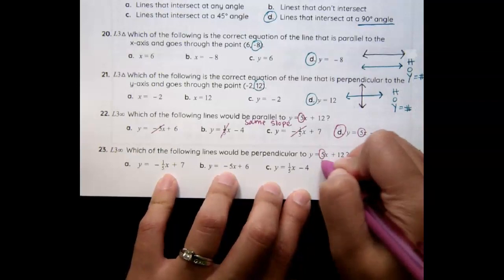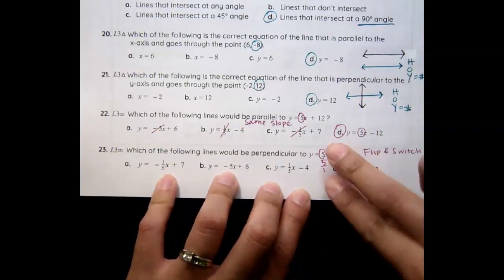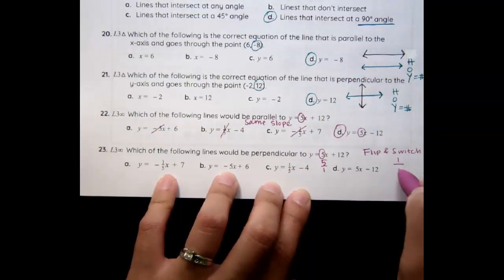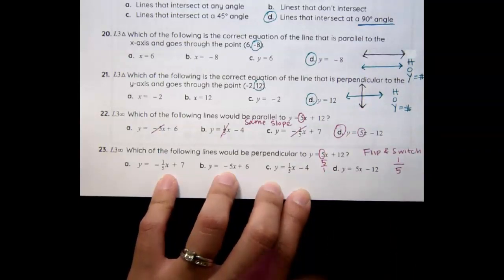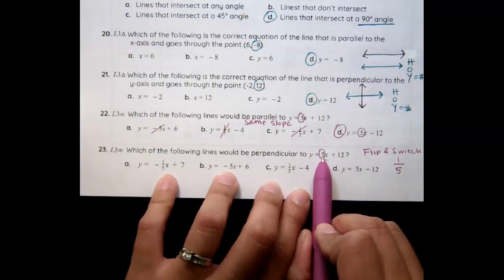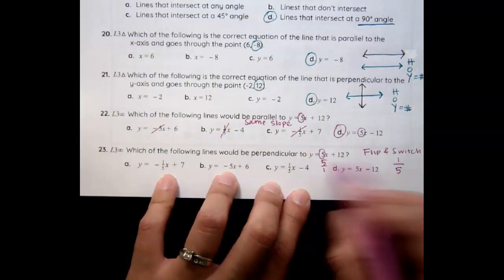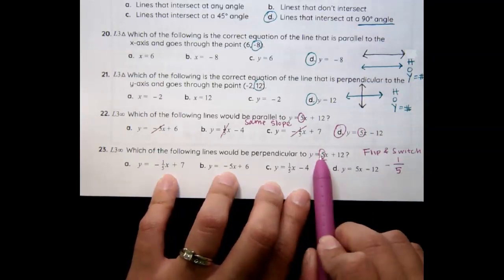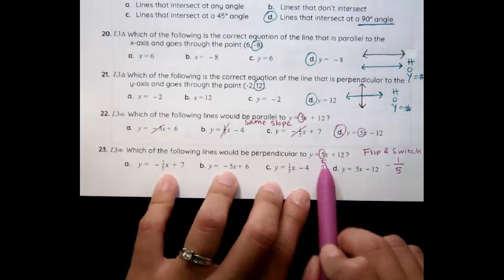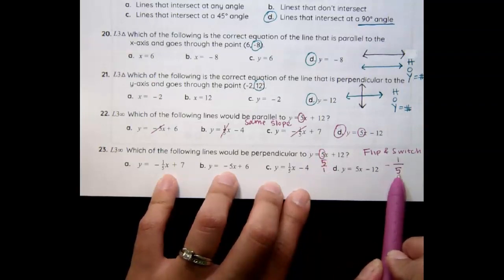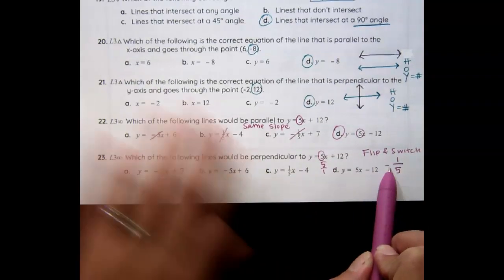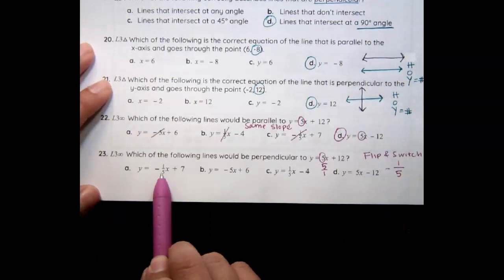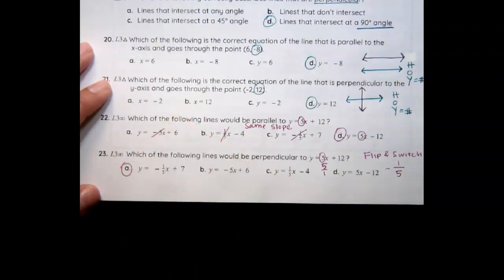5 over 1. Well, if I flip that fraction, I'm going to take my numbers and I'm just going to flip them. So the 1 is going to be on top and the 5 is going to be on the bottom. This is positive. So I switch the sign from a positive to a negative. So this is the complete opposite of this, because the opposite of 5 over 1 is 1 over 5, and the opposite of a positive is a negative. So all I have to do is find which answer choice has the slope of negative 1/5. The correct answer is A.